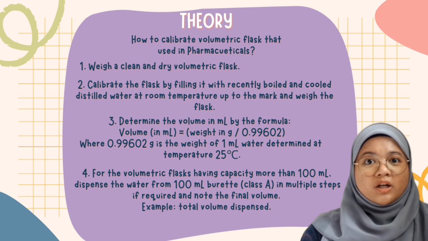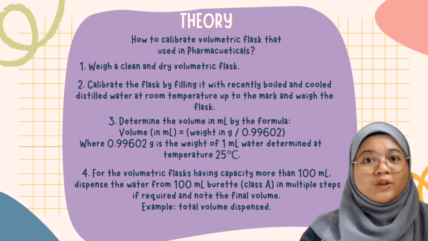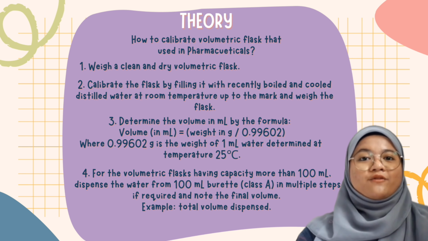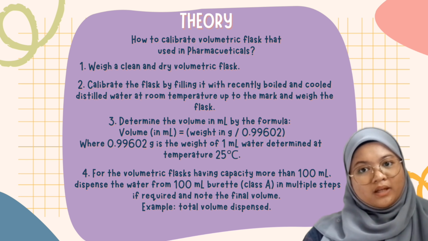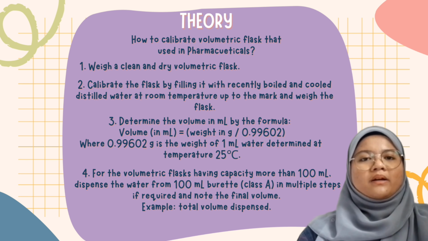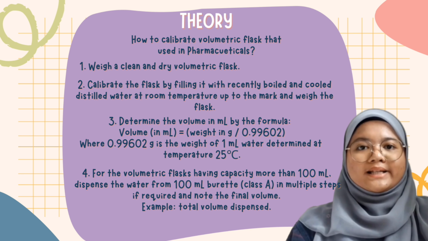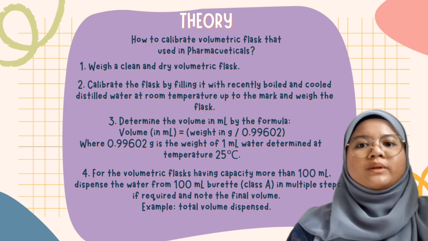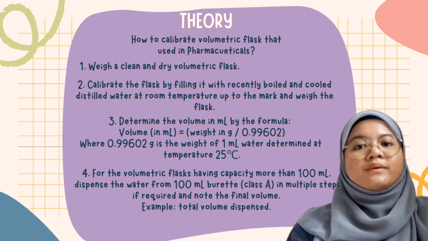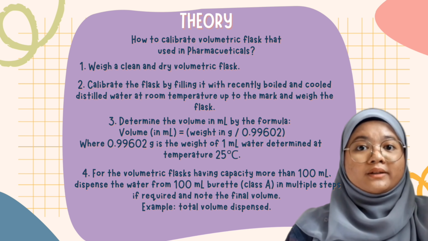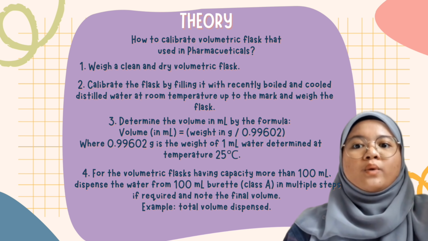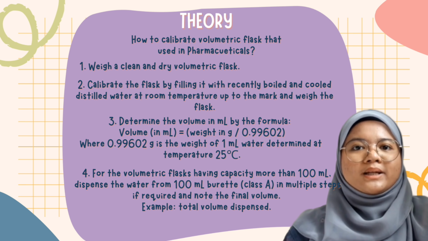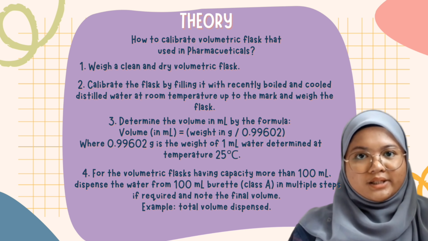First of all, you have to weigh a clean and dry volumetric flask. Next, you need to calibrate the flask by filling it with recently boiled and cooled distilled water at room temperature up to the mark, and after that, weigh the flask. Lastly, you can determine the volume in ml by using the formula: volume in ml equals weight in gram divided by 0.99602 gram, where 0.99602 gram is the weight of 1 ml water determined at temperature 25 degrees Celsius.